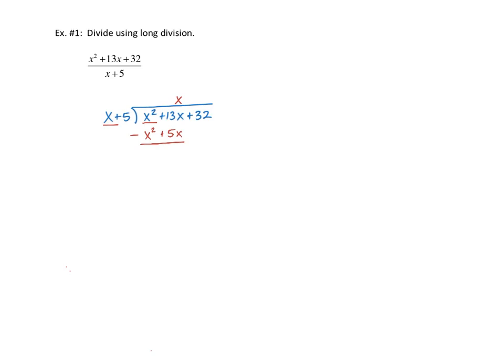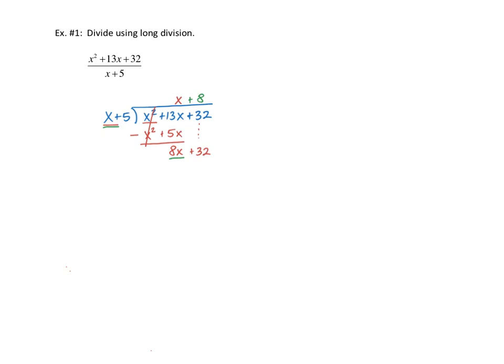When you take x squared and subtract x squared, those terms cancel. 13x minus 5x, so when we subtract our coefficients, we're left with 8x. And then we bring down the next term of the polynomial. And now the process starts again using the new leading term on the inside, the 8x, divided by the leading term on the outside, which is still x. So 8x divided by x gives us positive 8.